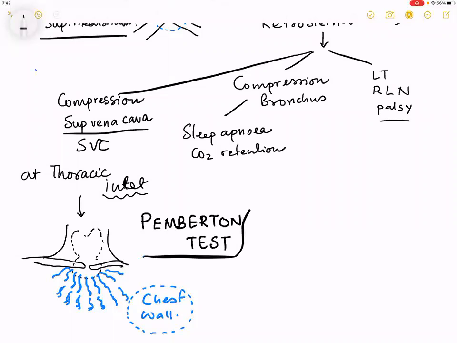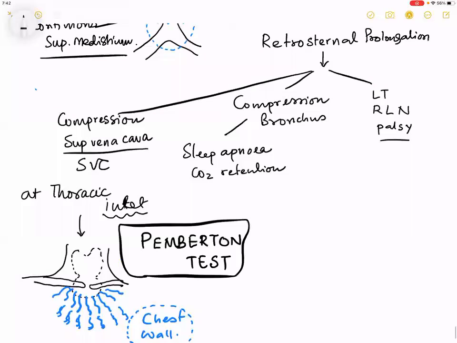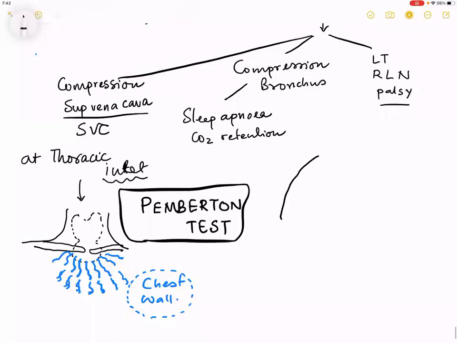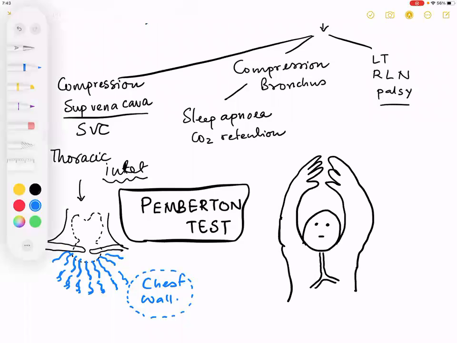So this is the test that is done to do this. So I have talked about retrosternal prolongation. What are the problems in that? Okay, and just a few small picture how to do the Pemberton's test. You tell the patient to keep the hands above and be like this. Now in this picture, if you analyze this picture and think of it for a second, how does this maneuver increase the venous compression?